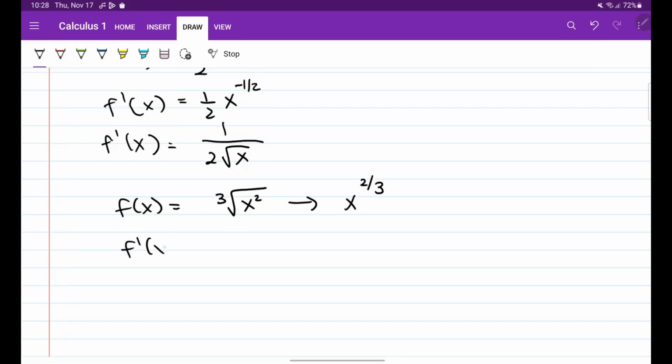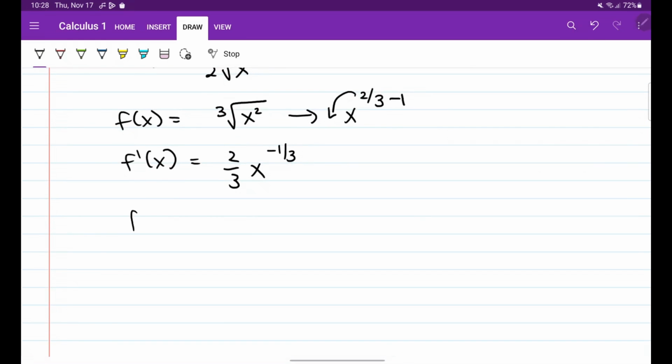And kapag tinake natin yung derivative, ibababa natin siya, then minus 1. So, this will become 2 thirds x to the negative 1 third. No? And we can simplify this to be equal to 2 over 3 cube root of x.